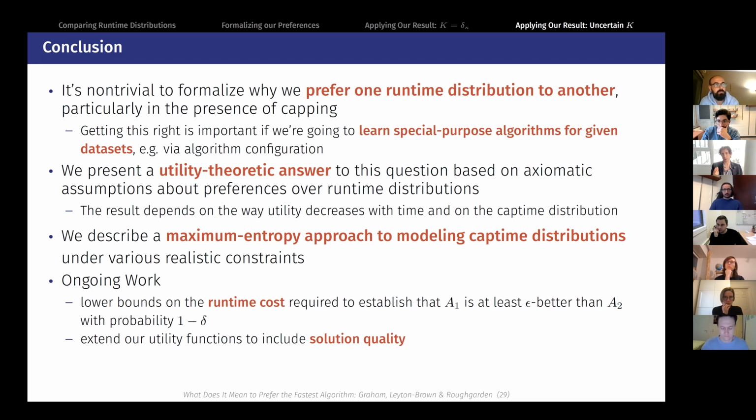I know my utility function really cares about how much I can get done in a second. So I can play this game of being strategic about how to do the capping in order to make these statistical tests cheap, not in the sense of involving few samples, but involving a few amortized samples, where I amortize them by the cost of the samples. And lastly, we're also interested in extending our utility functions to include solution quality.